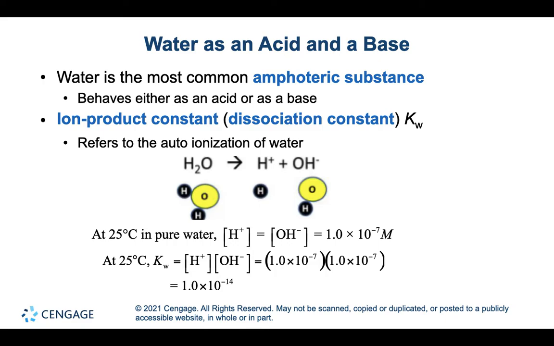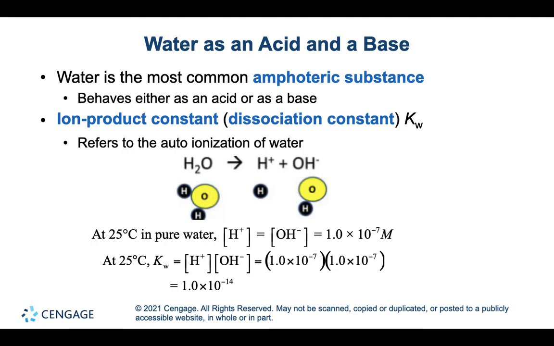Water, in fact, we normally think of water as neutral, but if we look at it from the perspective of the Bronsted-Lowry model, water is actually able to behave as either an acid or a base, and it's not the only thing that can do that. Water as an acid would be donating H plus and becoming OH minus. Water as a base would be accepting H plus and becoming H3O plus, or hydronium. See, water can do both. It can give H plus away or accept H plus.